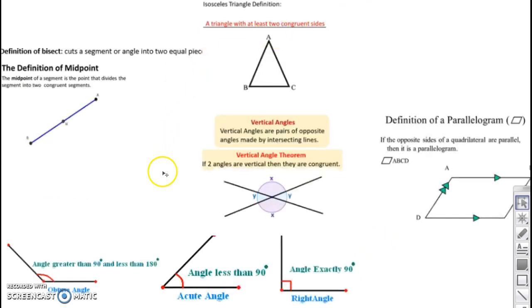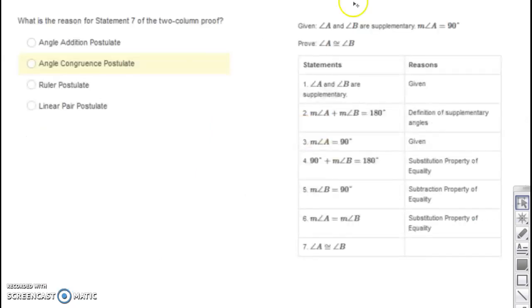And then here's the other page. You need to know all of these properties, postulates, and theorems. So if you can't find your notes or you don't have them, you can pause this video to get them. Alright, so here's the first type question.